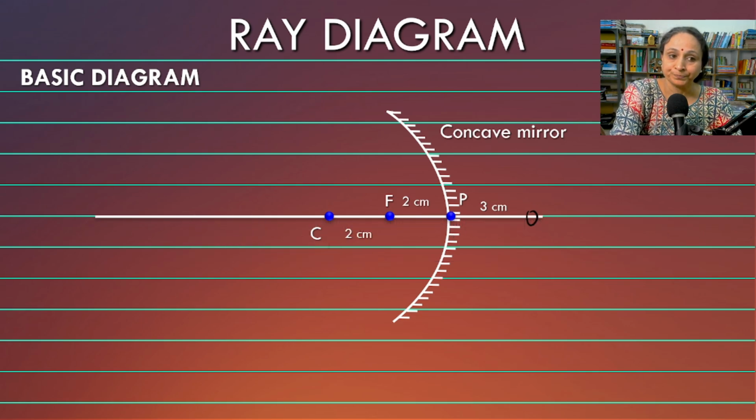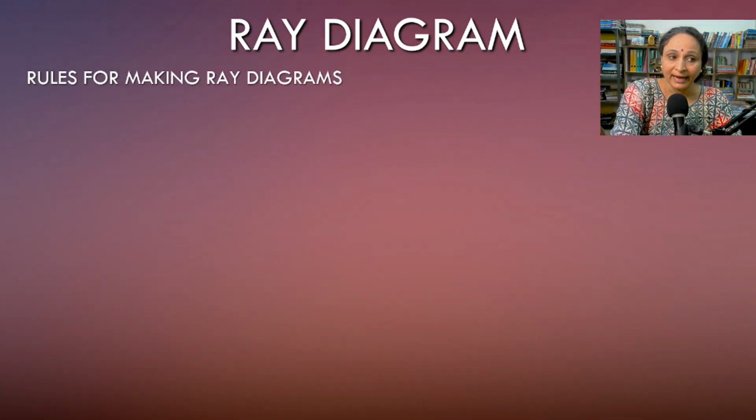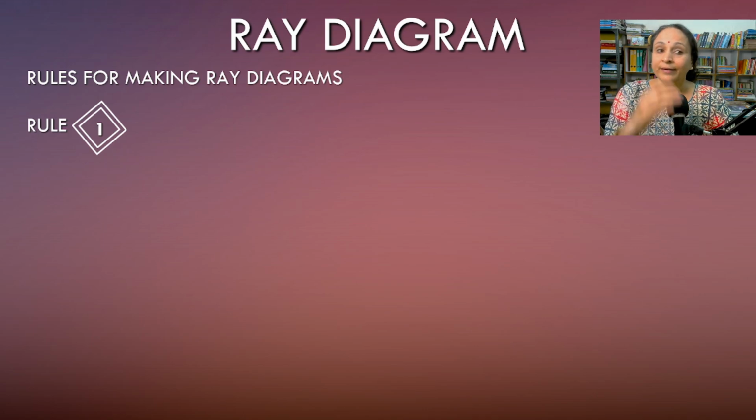Okay, now once you have done that, you have to study the rules for making the ray diagrams. Now, what are the basic rules?